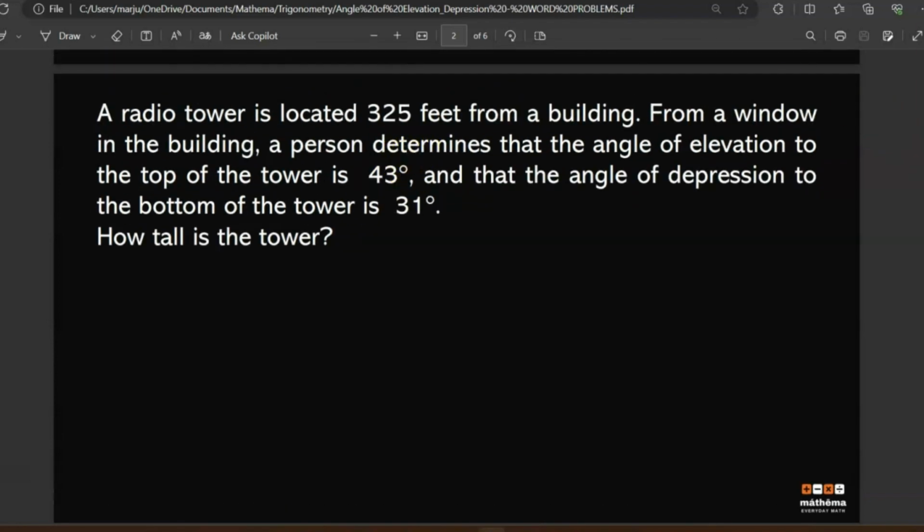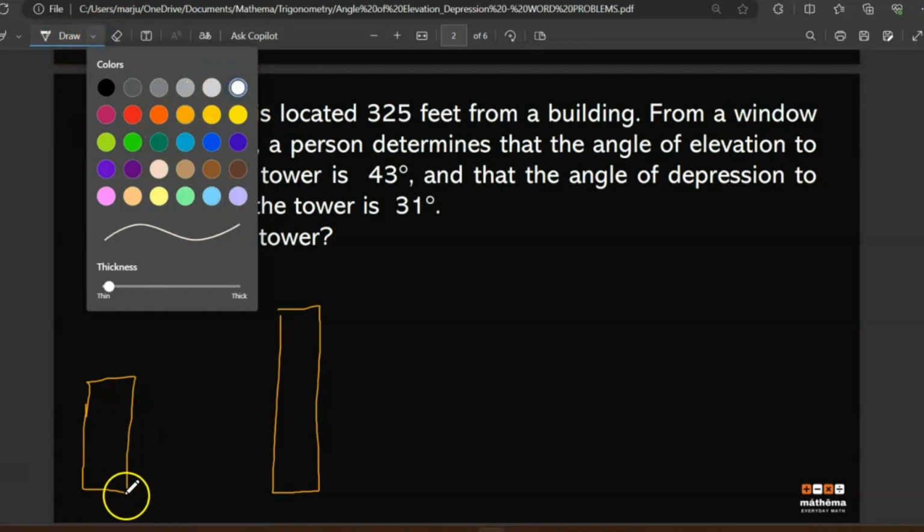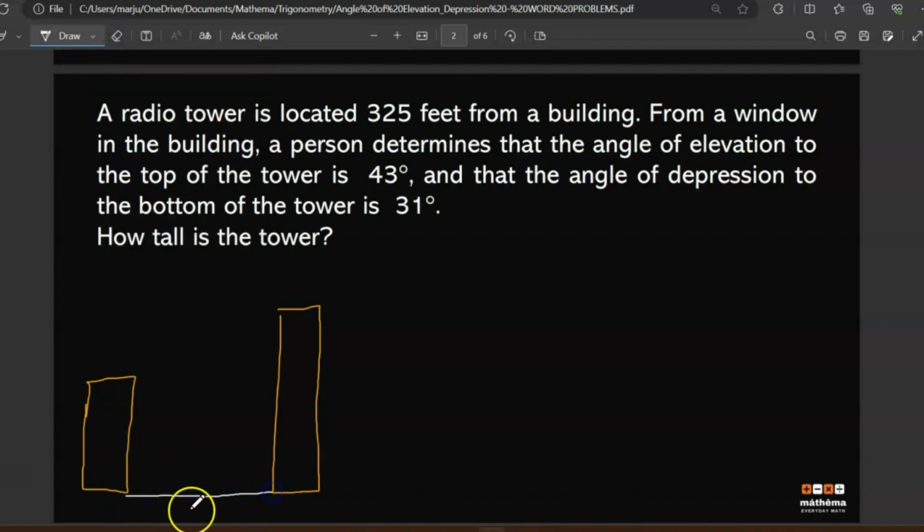So first thing to do again is to have our illustration. So we have here a building. And then we also have a tower. And then the tower is located 325 feet from the building. So the distance is 325. This is 325 feet.